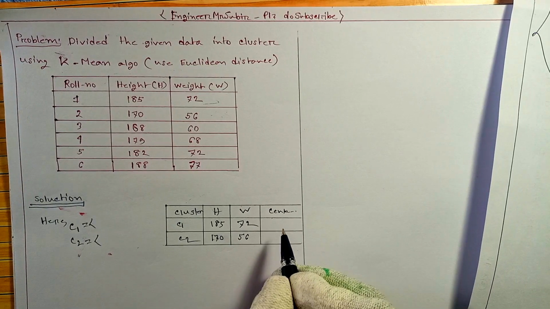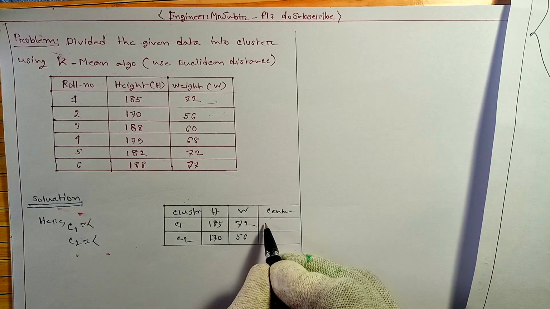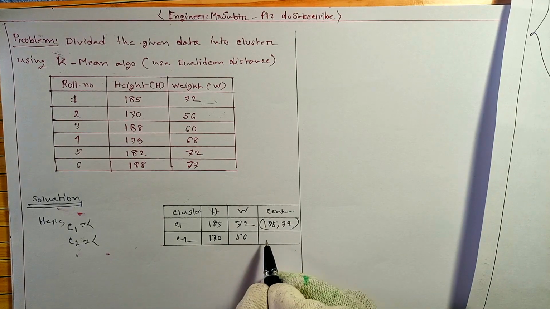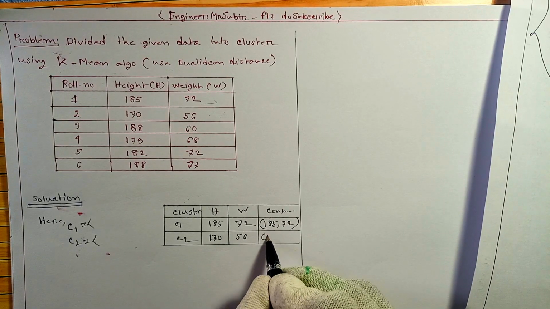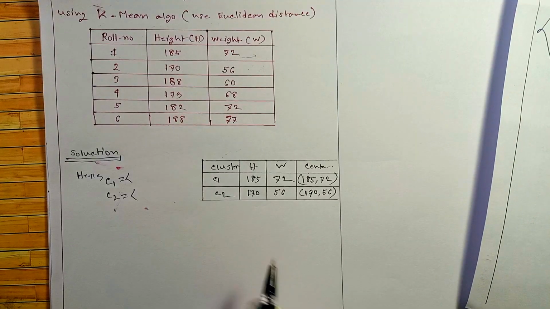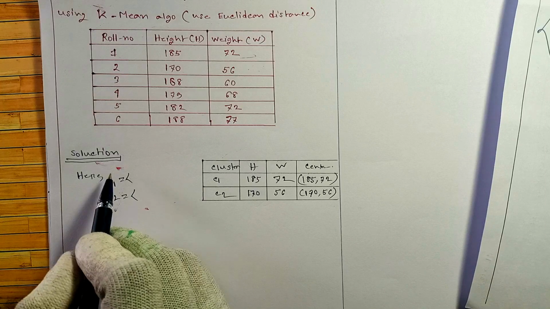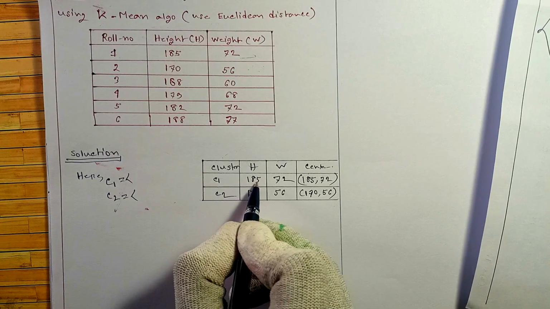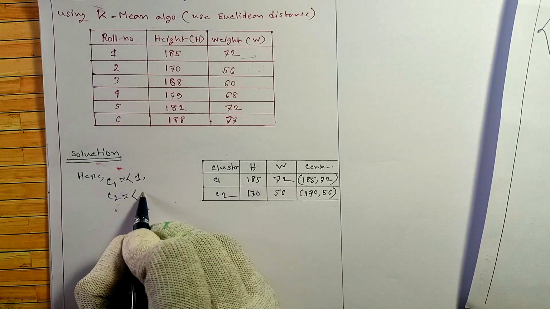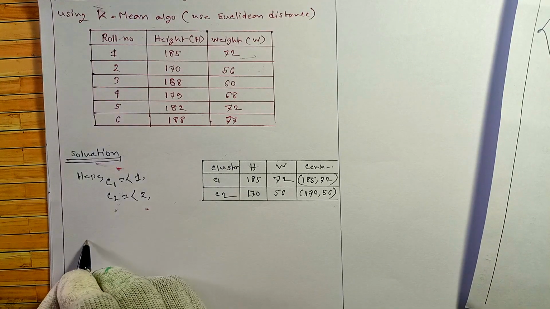Now it's time to write the centered means: 185 comma 72, 185 comma 72. This is centered. Can you tell me what the centered will be? Yes, obviously the centered will be 170 comma 56, because we already put row 1 as cluster 1 and row 2 as cluster 2. So in cluster 1 we put row 1, and in cluster 2 we put row 2. You have to think about cluster 3, so I just write here row 3.